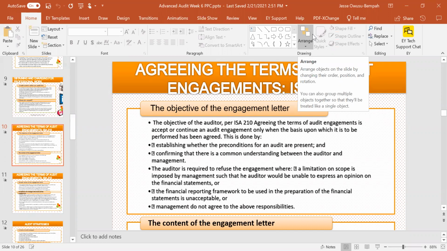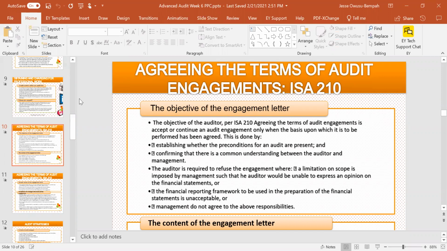So today we'll be talking about agreeing the terms of audit engagement. Agreeing the terms of audit engagement is ISA 210. Now, we need to understand what is the objective of the engagement letter. The objective of the auditor per ISA 210 is to accept or continue an audit engagement only when the basis upon which it is to be performed has been agreed.